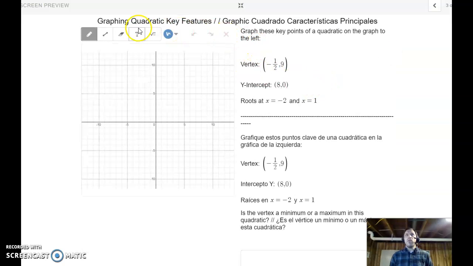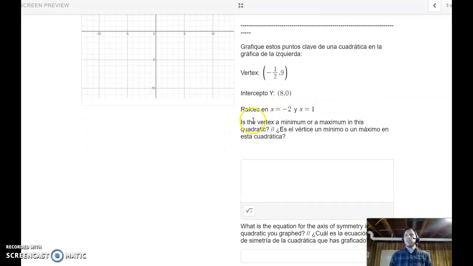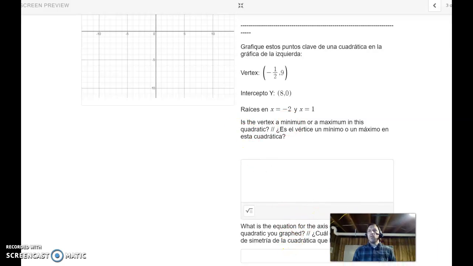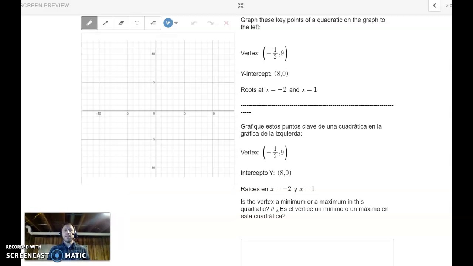Now I want you to graph these key points. The vertex is at (-1/2, 9), the y-intercept at (0, 8), and the roots are at -2 and 1. And then answer this question: is the vertex a maximum or a minimum? And what is the equation for the axis of symmetry? So if you haven't tried this out already, pause it and try.